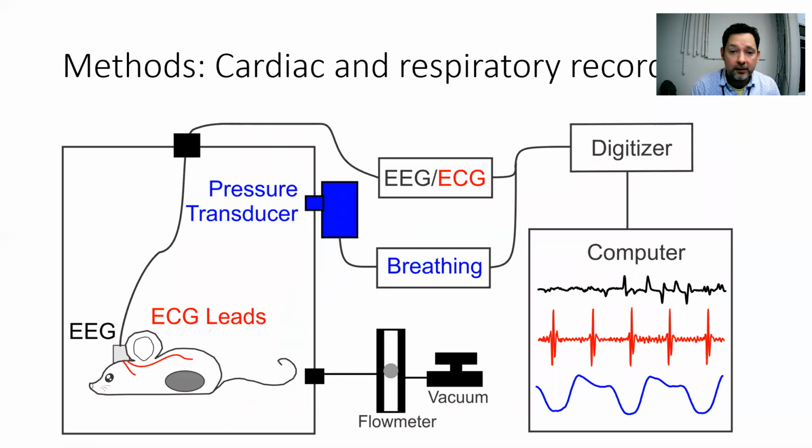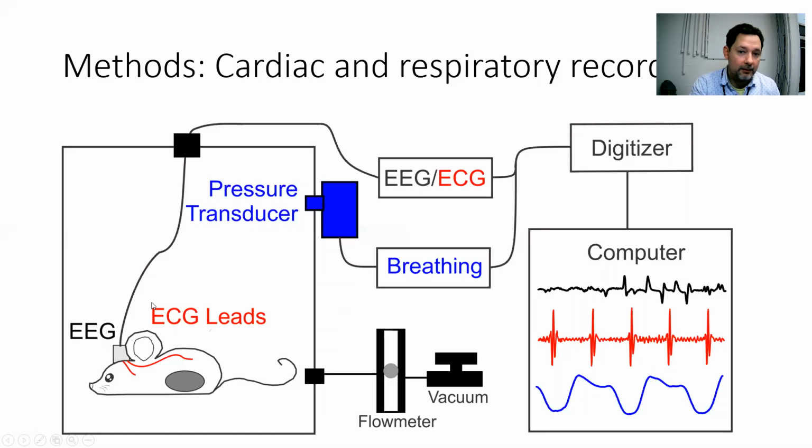So the way we record these systems in mice, at least in our lab, is through headsets that have electrodes in them. For EEG, the electrodes are implanted in or on the brain in a sterile surgery environment, and the mice are recovered. In the same surgery, we can also extend ECG leads under the skin to record the electrocardiogram. It looks something like this on the right.